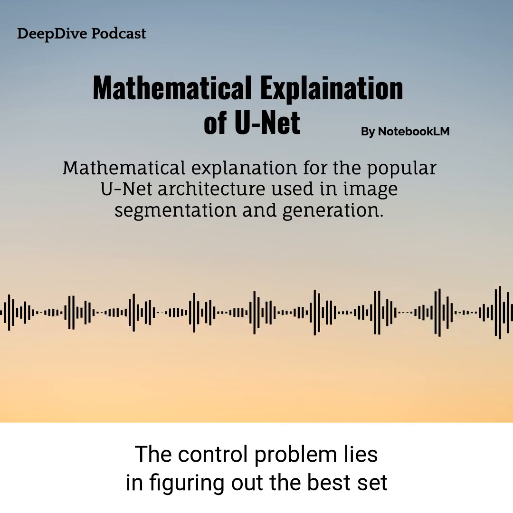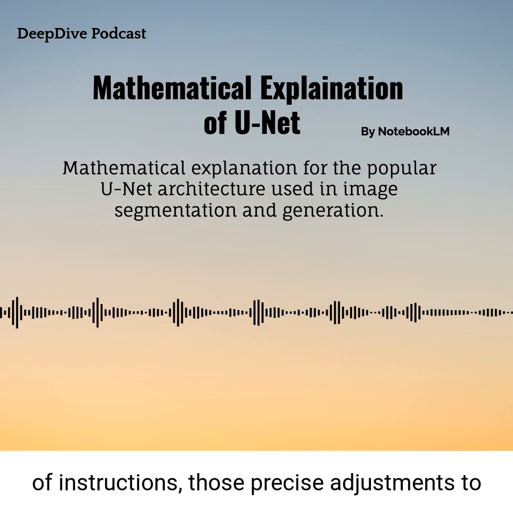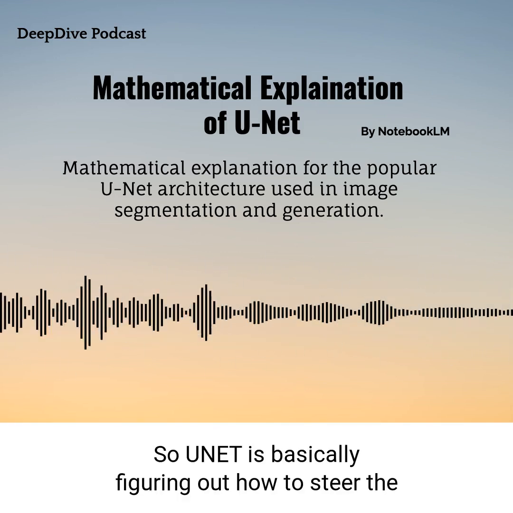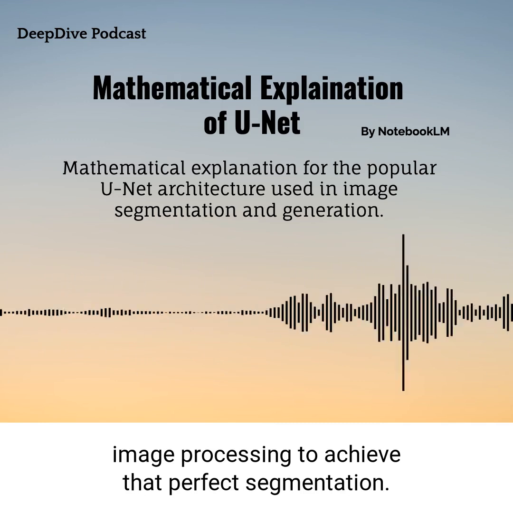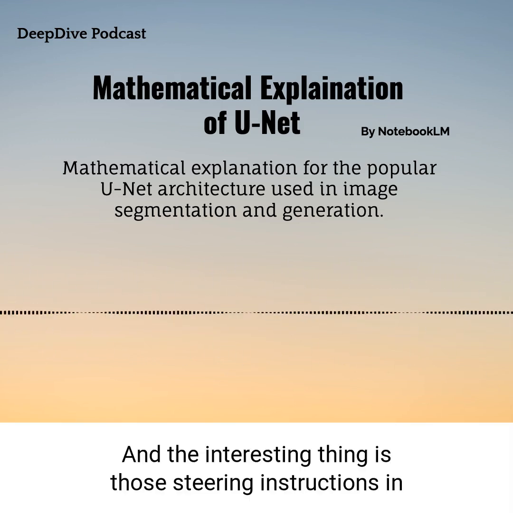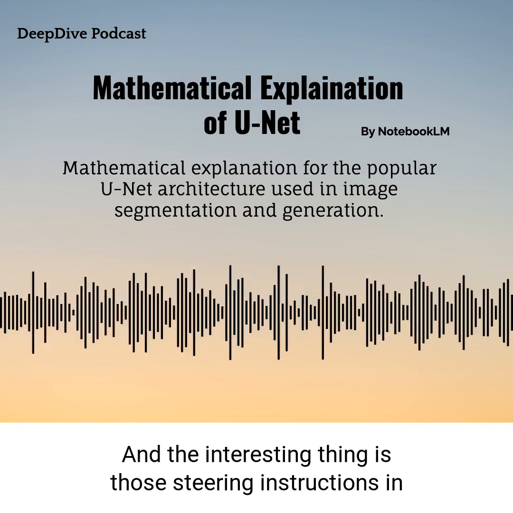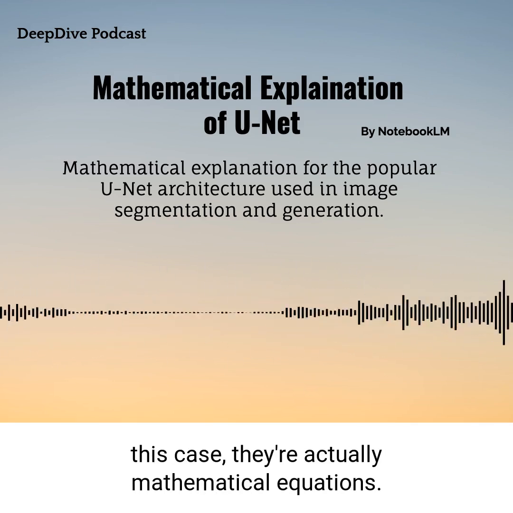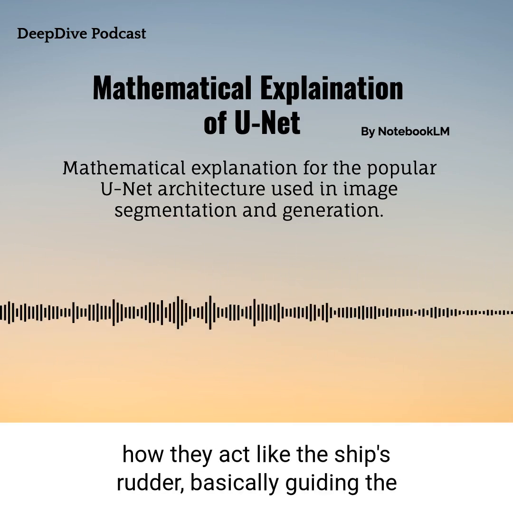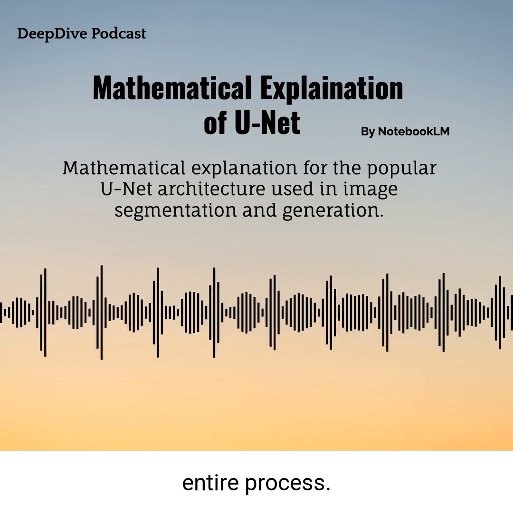The control problem lies in figuring out the best set of instructions, those precise adjustments to guide that process towards our desired outcome. So UNet is basically figuring out how to steer the image processing to achieve that perfect segmentation. You got it. And the interesting thing is, those steering instructions in this case, they're actually mathematical equations. The paper dives into these equations, showing how they act like the ship's rudder, basically guiding the entire process.